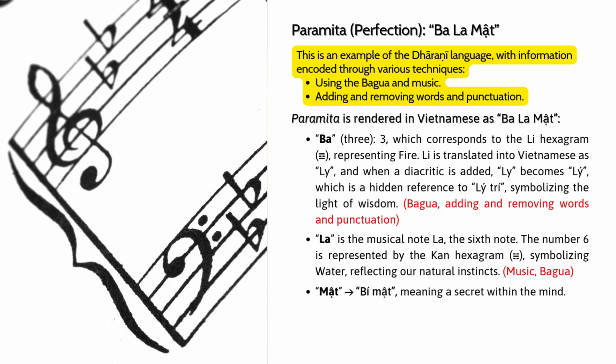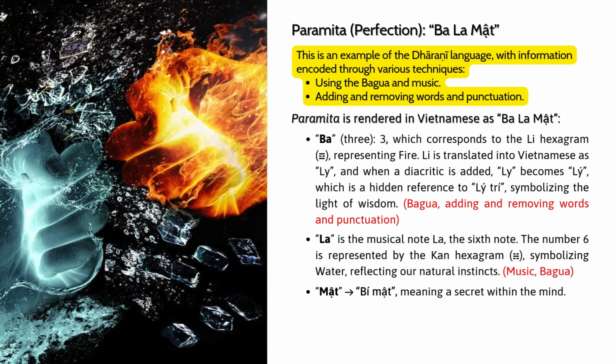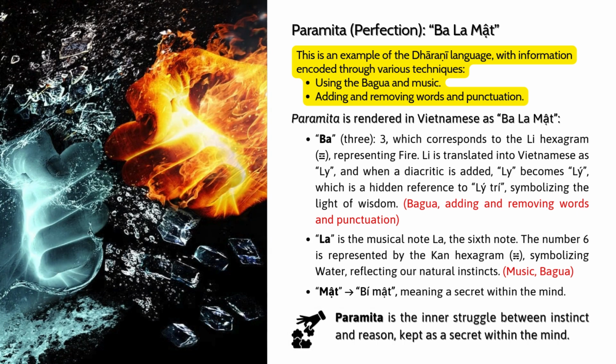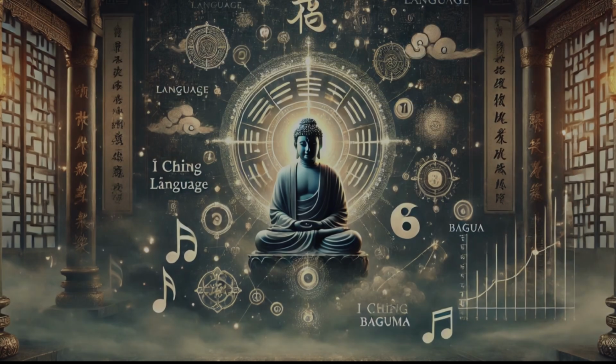The word mat is the hidden part of Bi mat, meaning secret, symbolizing a secret kept within the mind or inner self. Thus, paramita is the inner struggle between instinct and reason, which is kept as a secret within. It is important to note that in each Buddhist scripture, paramita carries different meanings depending on the context in which it is used.